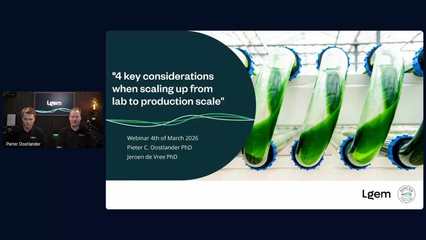Scaling algae production typically starts with small-scale experiments, with the aim of obtaining a production process that can be replicated or extrapolated to large scale. Today, Pieter will go through some of the key considerations that we have experienced from a scientific perspective as the main topics to consider when downscaling your process that you want to have at a large scale. And I will share some insights that I've obtained both from internal and external experiences that we've had when scaling algae production processes.